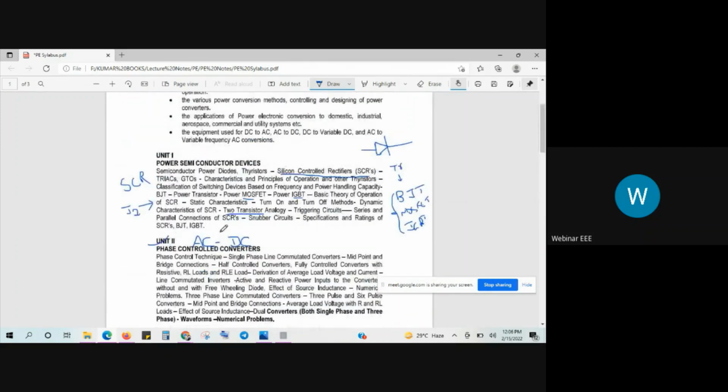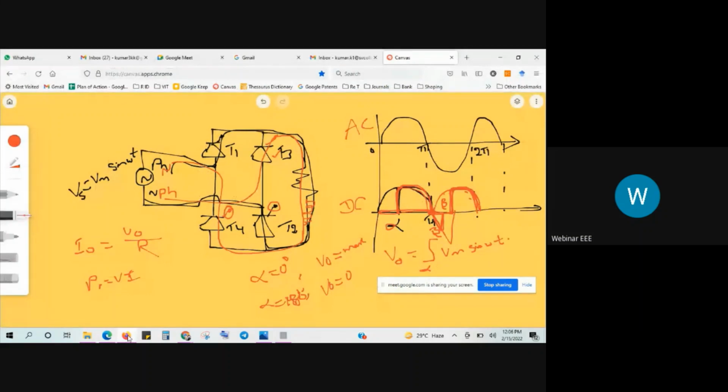So in today's class we discussed the difference between diode and SCR, and how questions may arise. Questions may arise based upon concept: V naught, I naught, and P. They may leave out any one term, alpha or beta or Vm or V naught, and we need to find it out. We may also get questions on when we'll get the maximum output voltage and when we'll get the minimum output voltage.